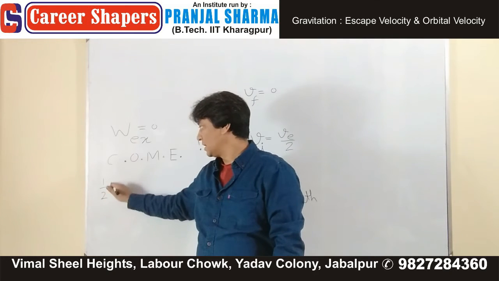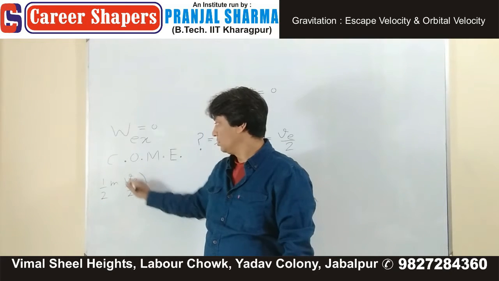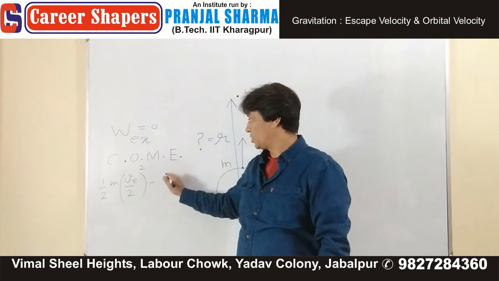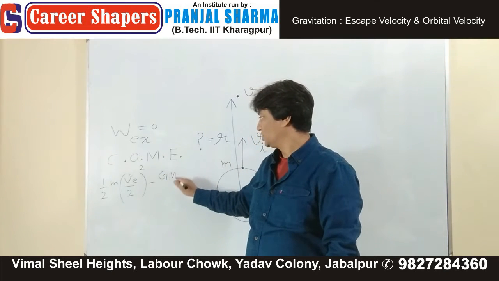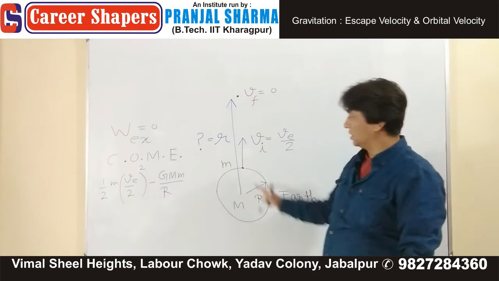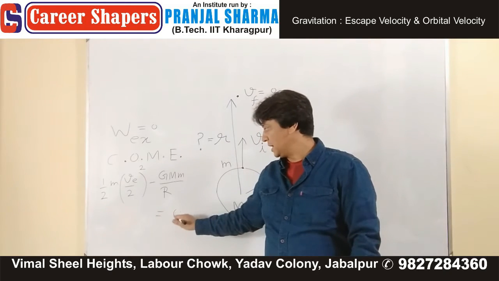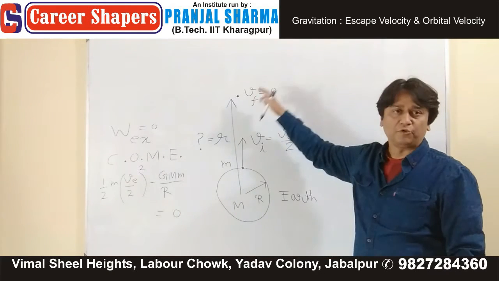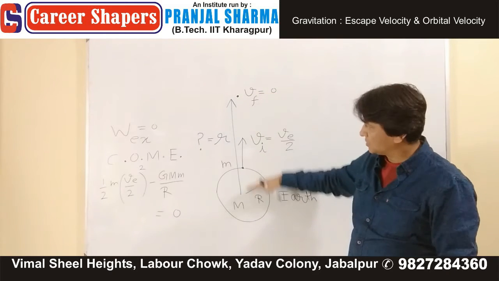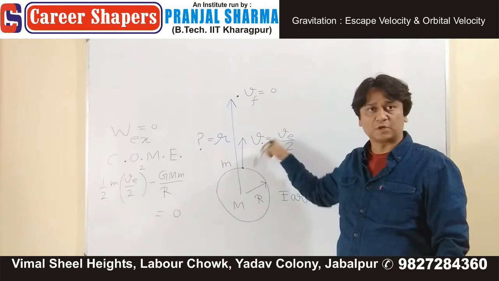Half of m v by 2 whole square. What is potential energy? Minus of GMm by r initial. Finally, what is kinetic energy? 0. It reaches this place, comes to instantaneous rest. This is the maximum distance. And then it starts falling towards the earth.